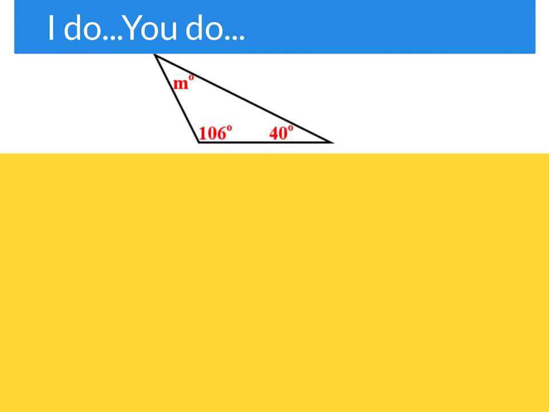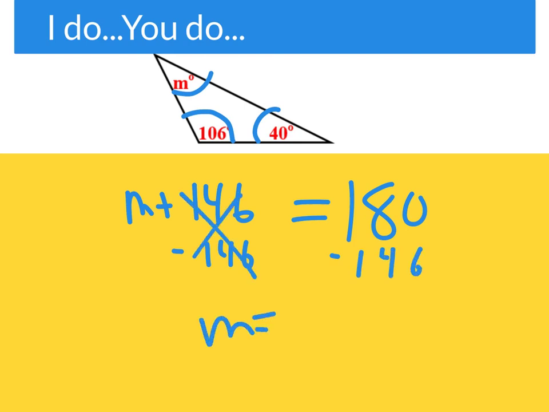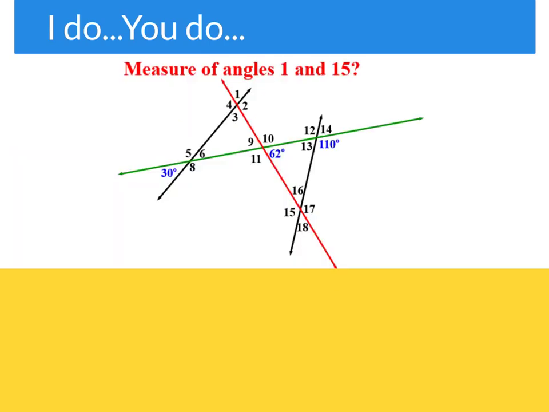What do all triangles add up to? If I add up the interior angles, that's that 106 and that 40 and that M. All of those together have to equal 180. That's true of every triangle. So I have 146 showing, and then an M. So I, of course, would subtract 146 from both sides to solve that. Those cancel out, and we're left with M equals 34 degrees. And now that I know that M is 34 degrees, none of the angles match up, so it is scalene and obtuse.